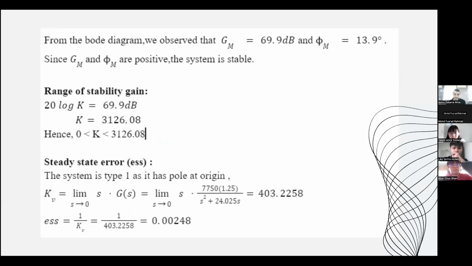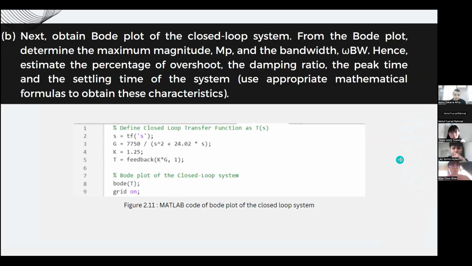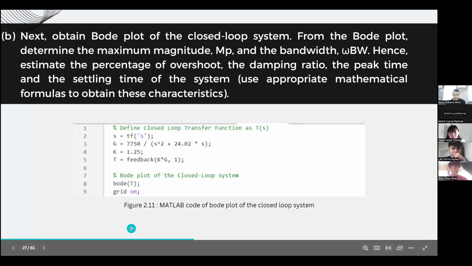Since the system is type 1, as it has a pole at origin, we can calculate the steady-state error using the formula shown in the slide. After that, we perform Bode plot analysis for the closed-loop system. We can determine the maximum peak value and the bandwidth. Then we can use the values to determine other system parameters such as settling time, damping ratio, and percentage of overshoot.